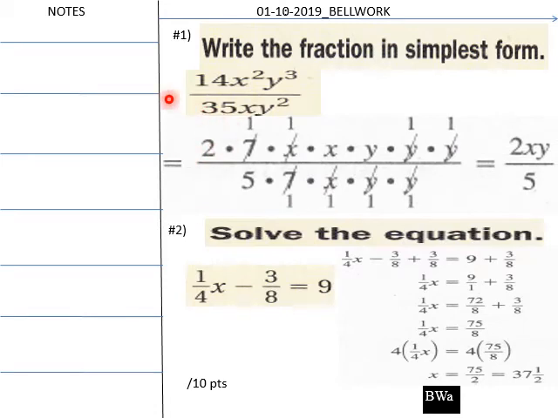And then this one here, just factor it down here, prime factoring the variables and the constant, the coefficients here are factored out. And then just cancel where you can, and you end up with 2xy over 5, and that's your solution.